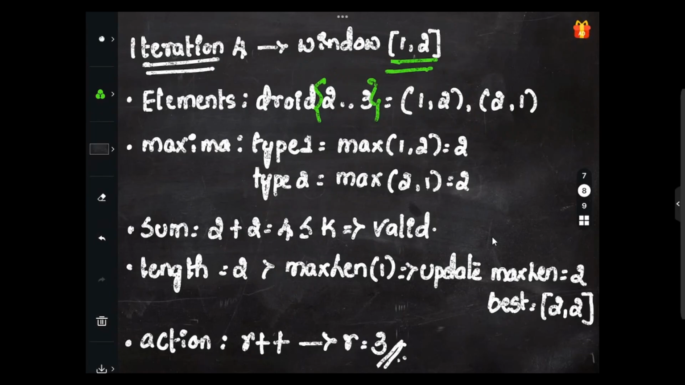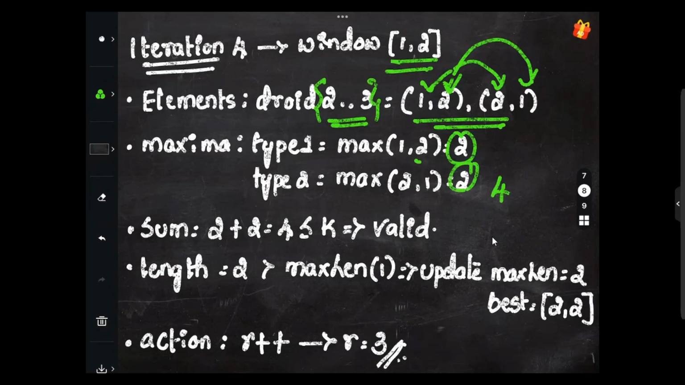Yeah, this one here, 2 to 3: 1 comma 2 and 2 comma 1. So we have to consider max of 1 comma 2 and max of 2 comma 1, right? Max of 1 comma 2 is 2, and max of 2 comma 1 is also 2. So we'll be going with 2 plus 2. When we sum up, we get 4.